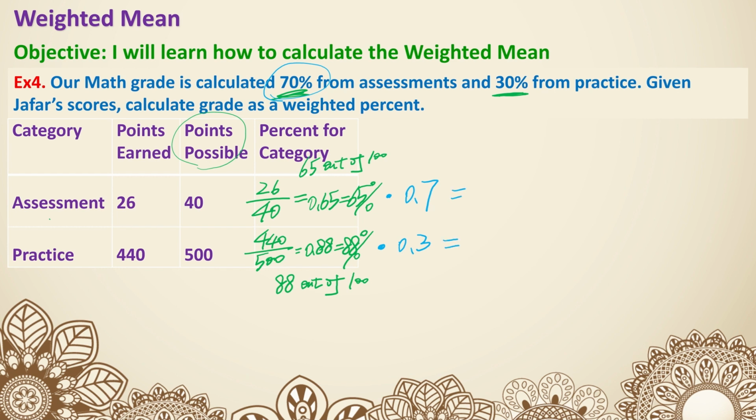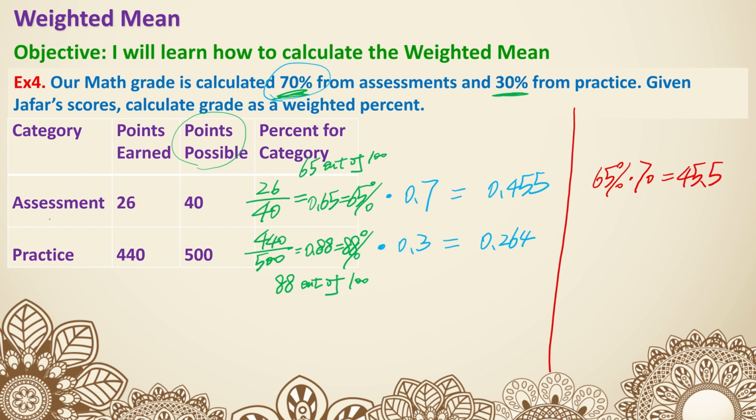Now, calculate it. The top one is going to be 0.455, and the bottom one is going to be 0.264. So as I was saying, you can either choose to write them down this way, or you can choose to write it as 65% times just the actual score, 70, and that would give you 45.5, which in other words, if it's actually out of 70, Jafar has earned 45.5. And then the other one is going to be 88% times 30. So if it's out of 30, Jafar would earn 26.4 points.